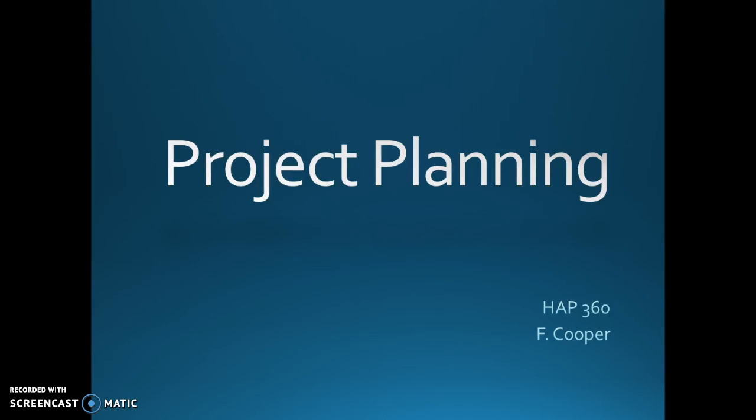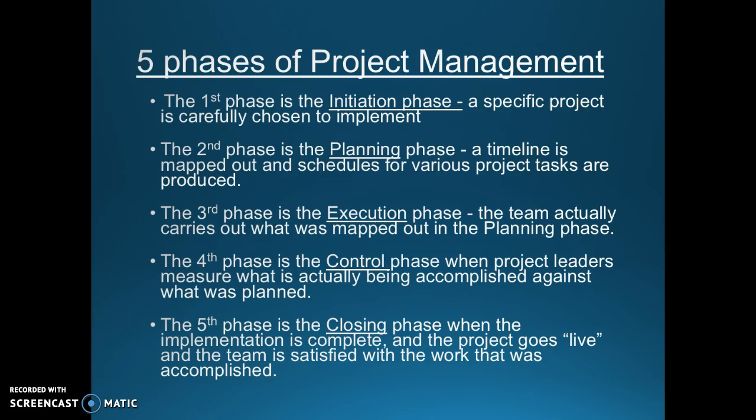This is a Teach One video about project planning. There are 5 phases of project management. The first phase is the initiation phase. This is where a specific project is carefully chosen to implement. The second phase is the planning phase. This is where a timeline is mapped out and schedules are developed for the project tasks.